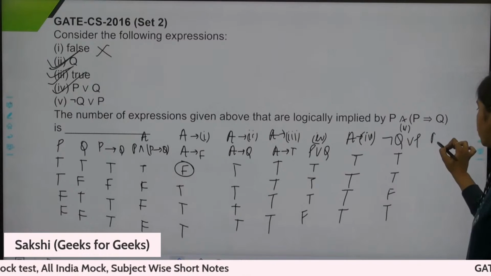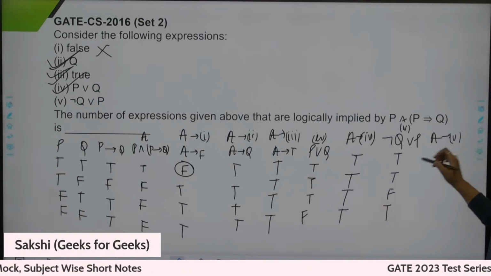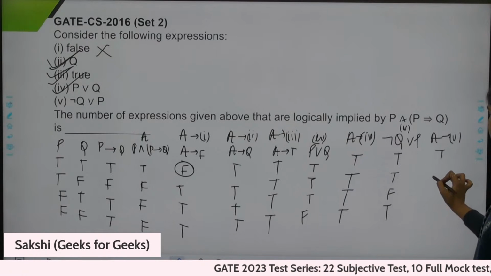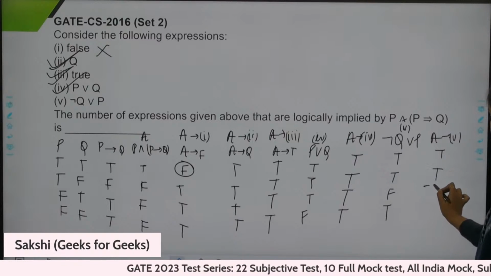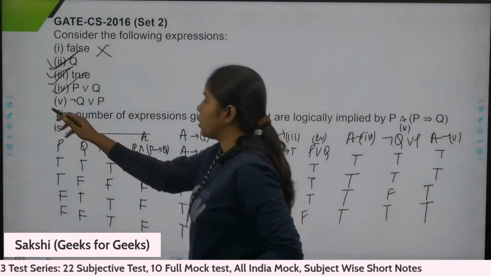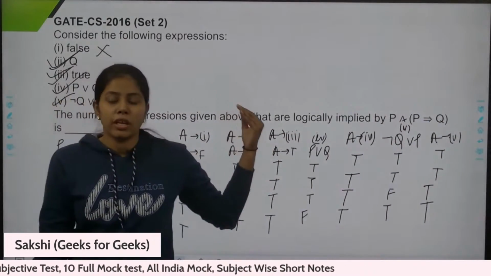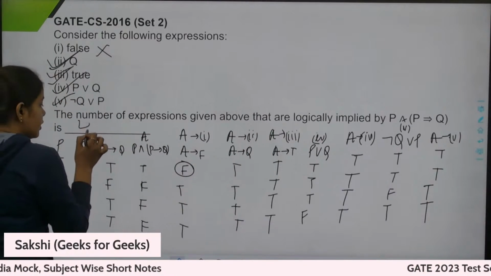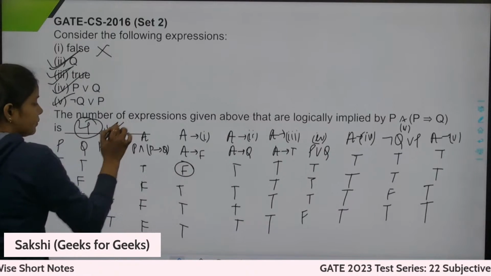Now I have to check A implication fifth. So what is A? True, false, false, false. So let's see. True implication true, true. False implication true, false implication false, false implication true. So I'll get true in every case. So fifth is also logically implied. So I can count here that four statements, second, third, fourth, fifth are logically implied. So 4 is my correct answer.